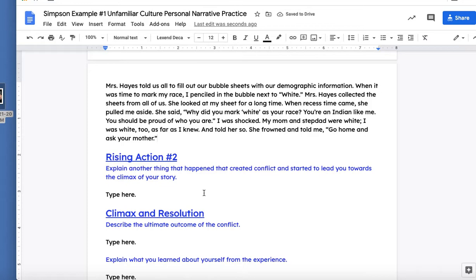Okay, so rising action number 2. I'm going to explain another thing. So I'm getting a little long here. You may not write quite this much, but this is actually a story I've wanted to tell for a while because I've been thinking about it a lot lately, I guess, with all the standardized testing and having a really diverse student body. I was like, I wonder if anything like this has ever happened to any of them. Okay, so I've got to explain what happens next.